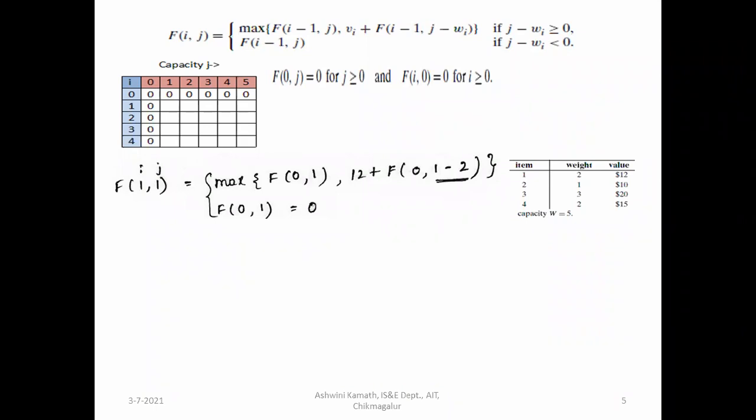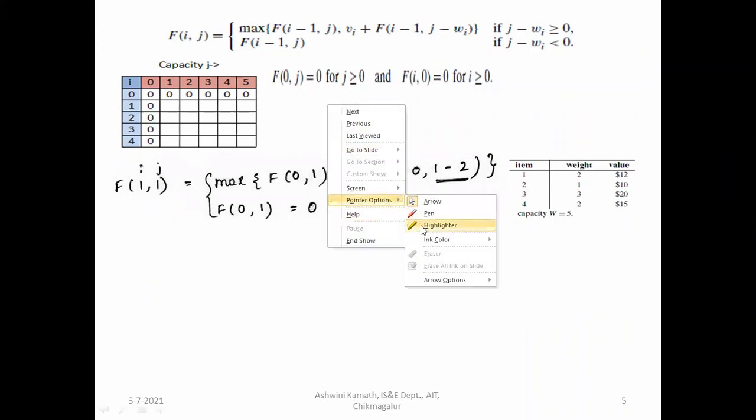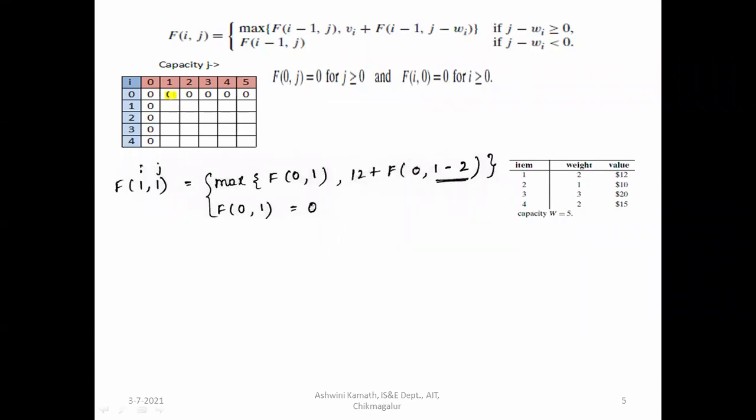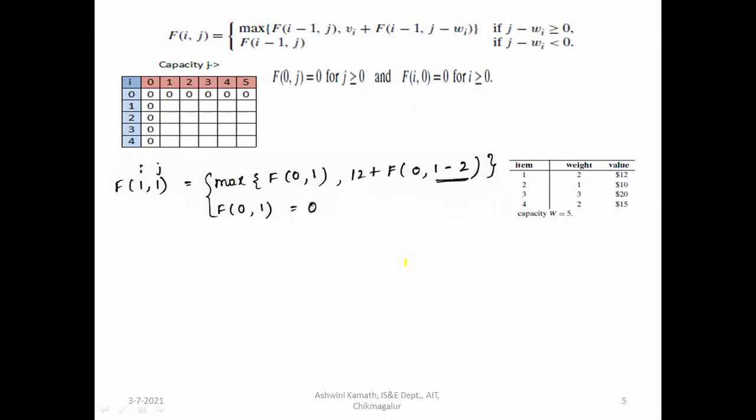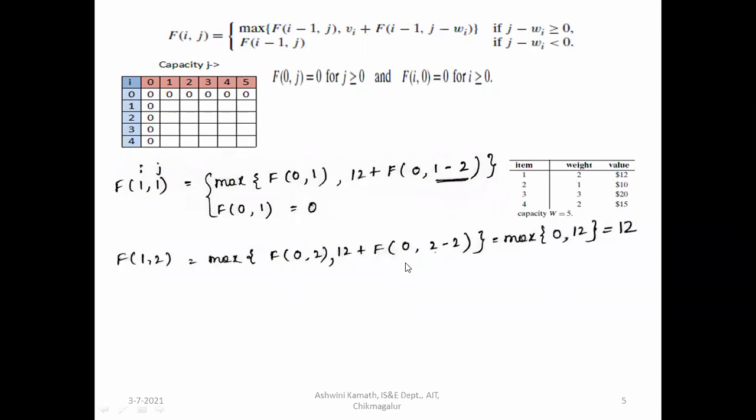f of 0 comma 1 is equal to 0, right? What is f of 0 comma 1? 0 comma 1 is 0. So write that value for 1 also. Okay, so keep the previous value 0 here. So this is also 0. I hope you understood. Then let us go for the next one, f of 1 comma 2. So first row, second value, actually third value.